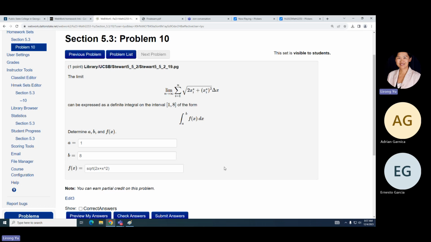So anyway, a and b are the interval 1 and 8, and then the dx is delta x. You match it up, and the rest of it is matching the f of x. That's why the f of x is exactly this. The dx is delta x, and the summation together with the limit is the integration notation. Everything in the middle is f of x.